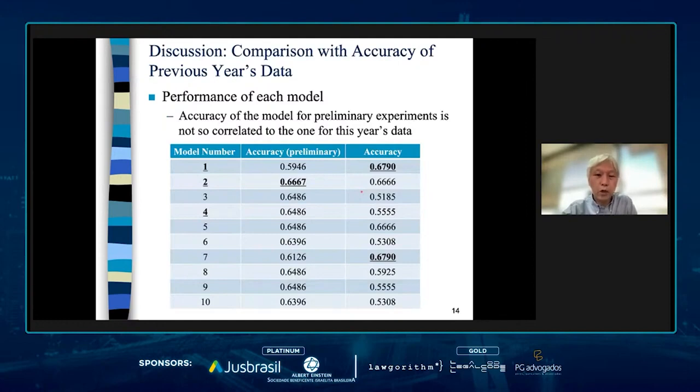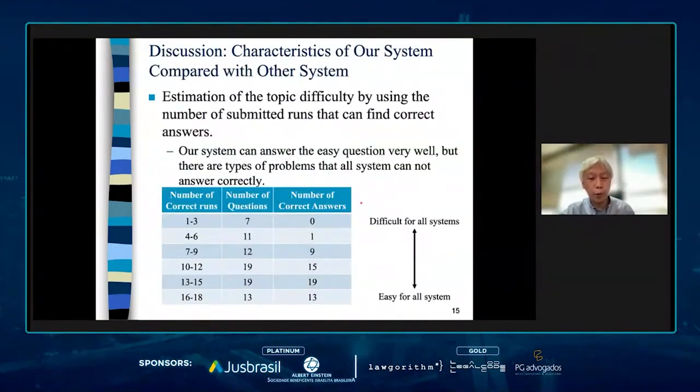And we also compare the accuracy with the previous year's data; the model is not so consistent. However, when we compare the result of our system with other participants' systems, 18 runs are submitted in total. It means these questions are ones almost all systems can answer correctly. And these questions are ones almost no system can answer correctly.